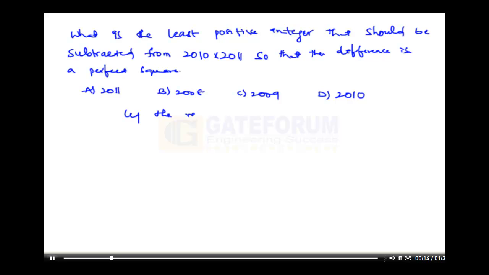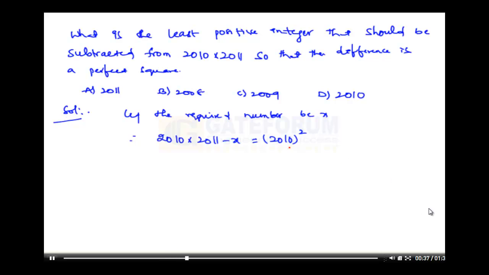Let the required number be x, so that we can write here 2010 into 2011 minus x is equal to a perfect square, that is, we are writing 2010 whole square. Especially why are we writing this 2010 whole square? Since 2010 whole square is less than 2010 into 2011, which is less than 2011 whole square. We require here the least perfect square, so that's why we are taking 2010 whole square.